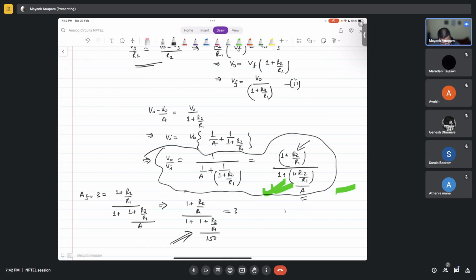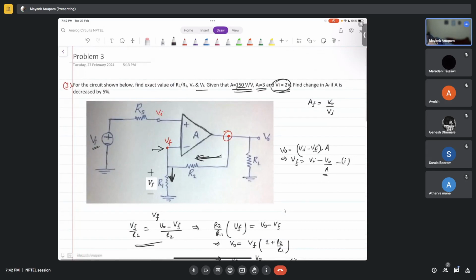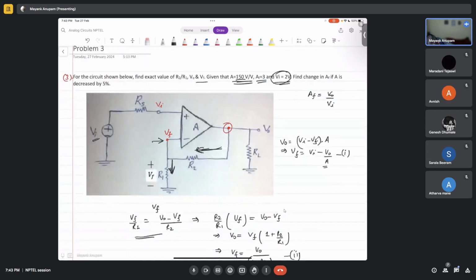Once you get R2 by R1, this is already written that closed loop gain is 3. So if Vi is equal to how much? Vi is equal to 2 volts. If Vi is equal to 2 volts, what is the value of V0 if closed loop gain is equal to 3? What is V0 by Vi if it is given that the closed loop gain AF is equal to 3? 3. How much? Ganesh? 3, sir. Yeah, 3, yes.